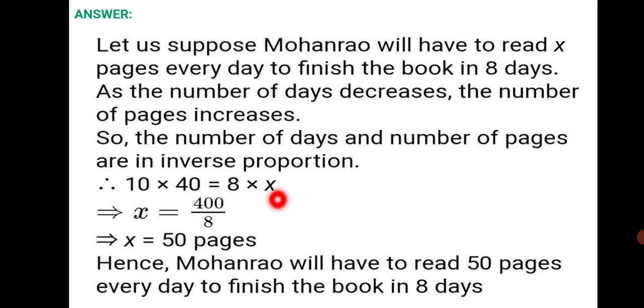So, when we find the X, the answer for X, we will come to know for 8 days how many pages he read. So X is equal to 10 into 40 is 400 and this 8 we divide here. So 400 divided by 8 is equal to 50. That means X is equal to 50 pages. Means in 8 days, Mohan Rao will have to read 50 pages.